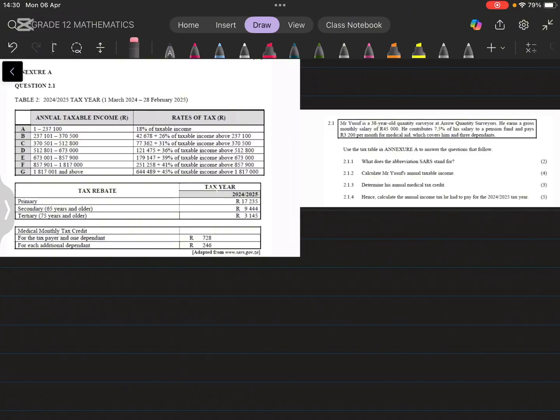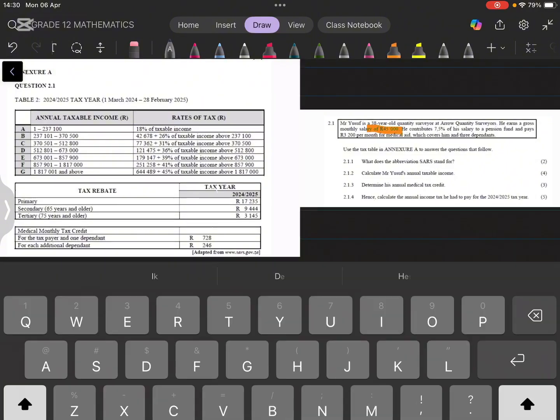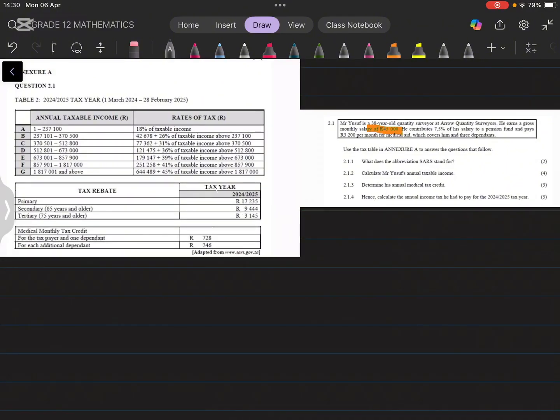Welcome to part 2. We now have Mr. Yusuf, that is a personal income tax. Mr. Yusuf is 38 years old, a quantity surveyor at Arrow Quantity Surveyors. He earns a gross salary of 45,000 rand.